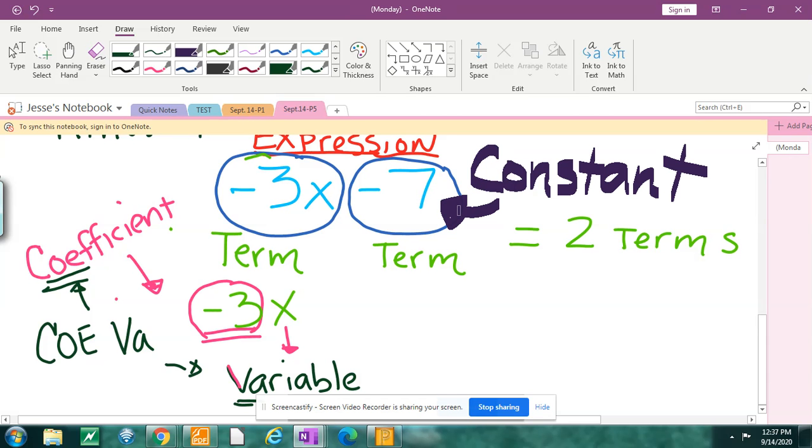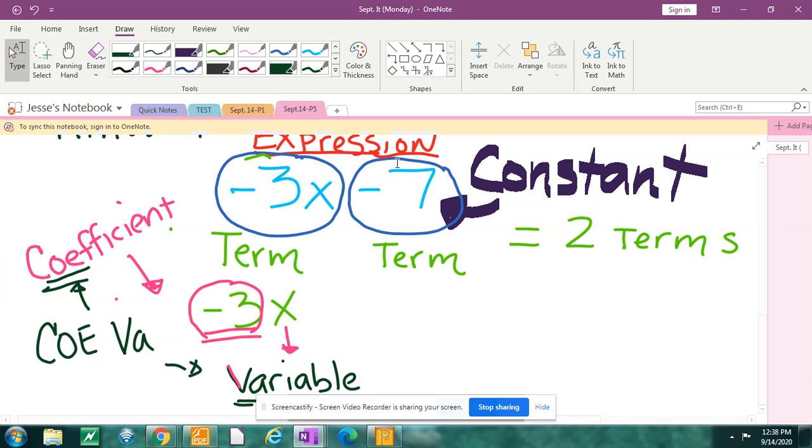So this is kind of what we're doing today, seeing the difference and so forth. Can you put these two together? No, because one has an X and the other one doesn't. You have to leave it alone. When it's something like -3x minus 7, leave it alone. Don't touch it. And that's what we're going to learn about combining like terms.